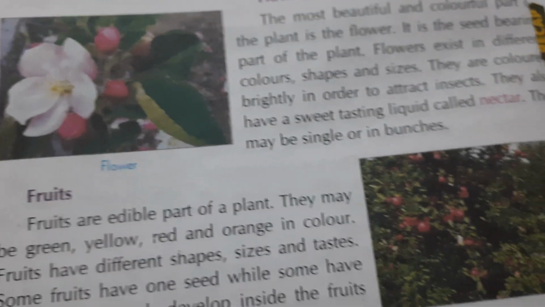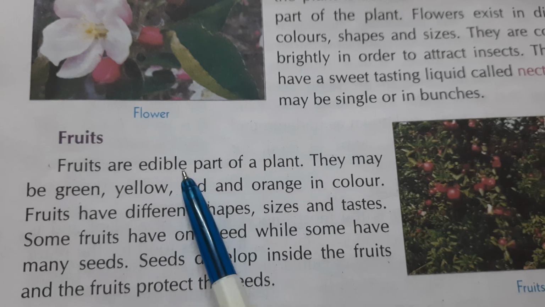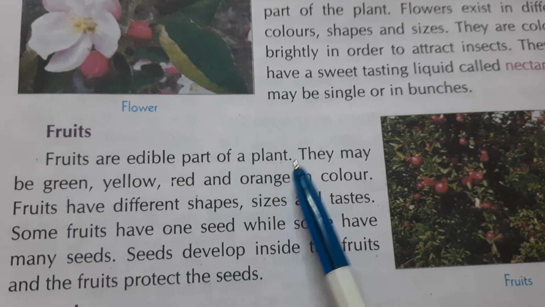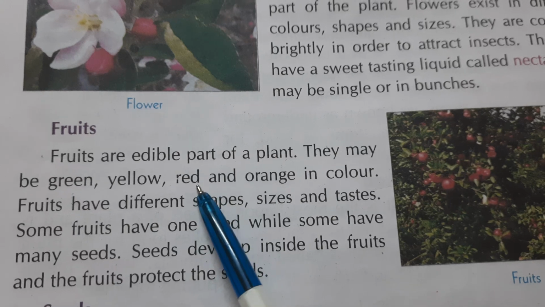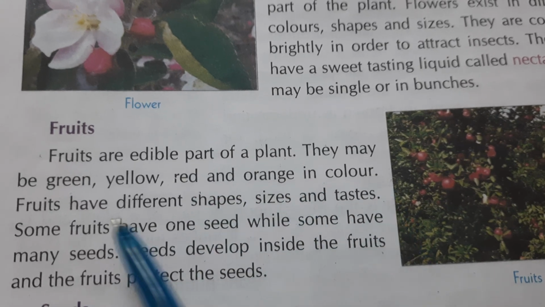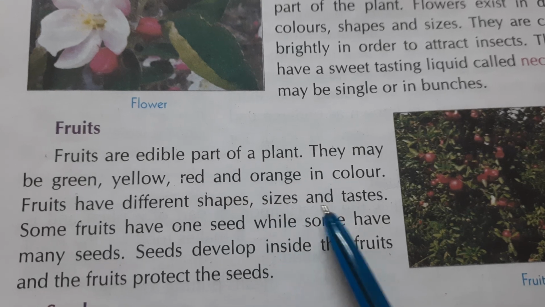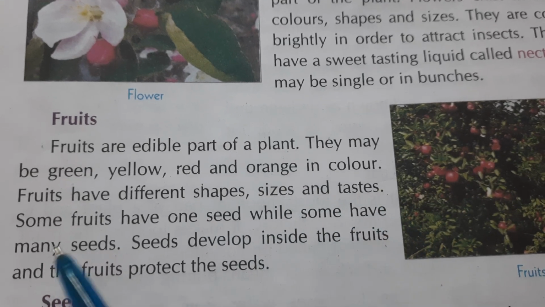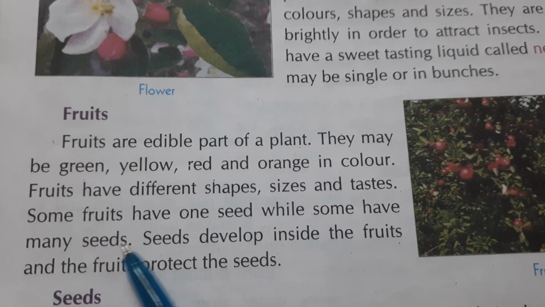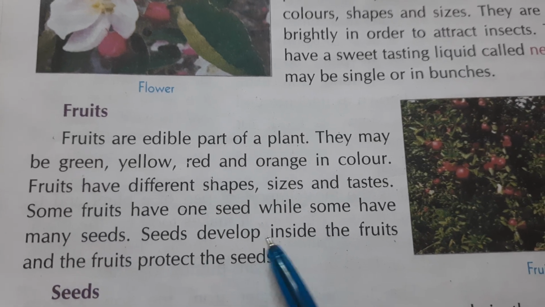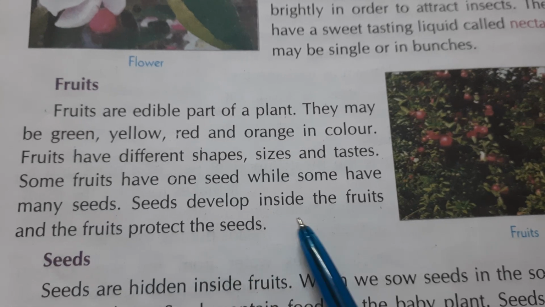Now we are going to study about fruits. Fruits are the edible part of a plant. They may be green, yellow, red and orange in colors. Fruits have different shapes, sizes and tastes. Some fruits have one seed while some have many seeds. Seeds develop inside the fruits and the fruits protect the seeds.